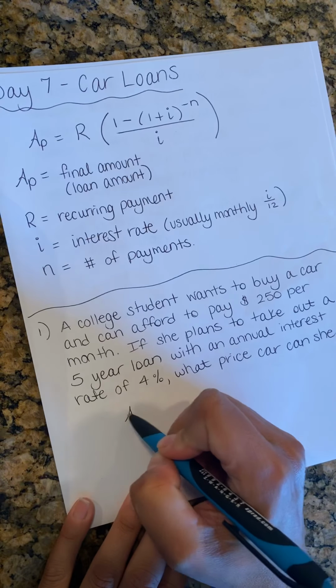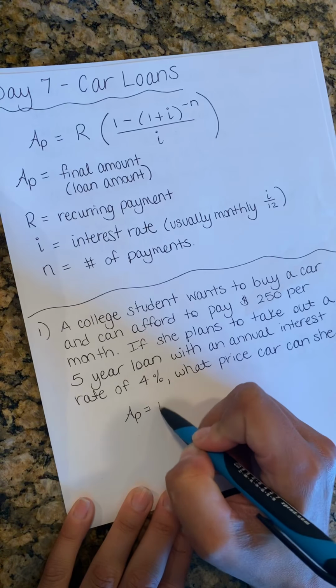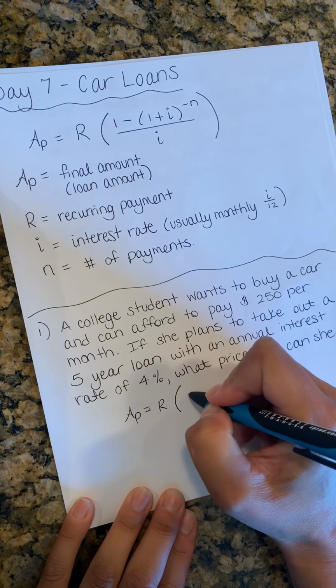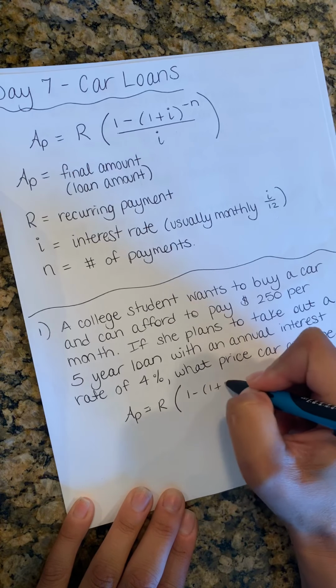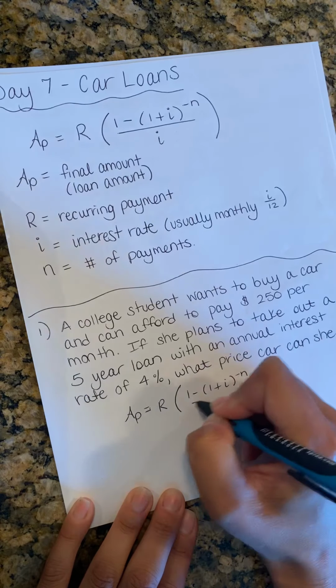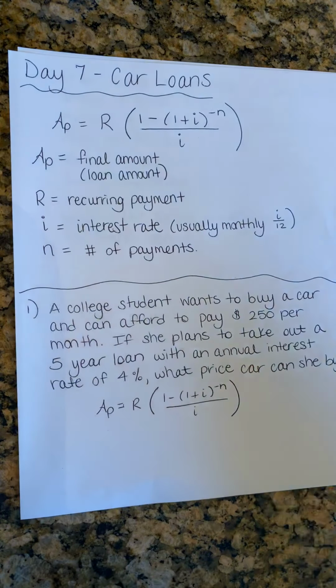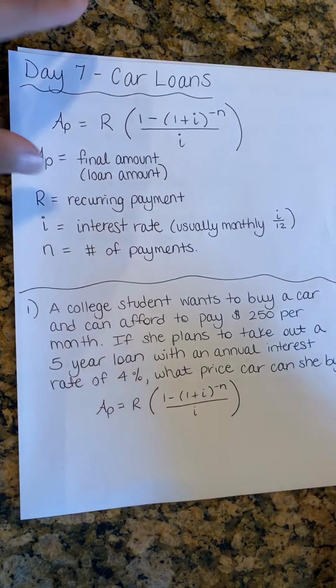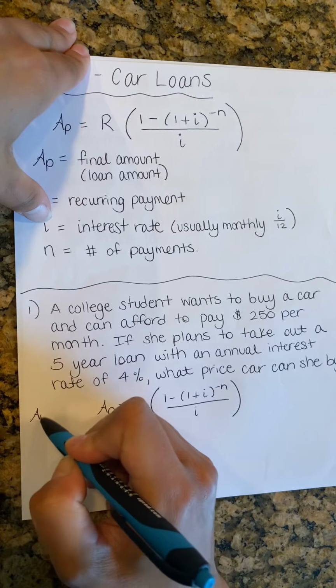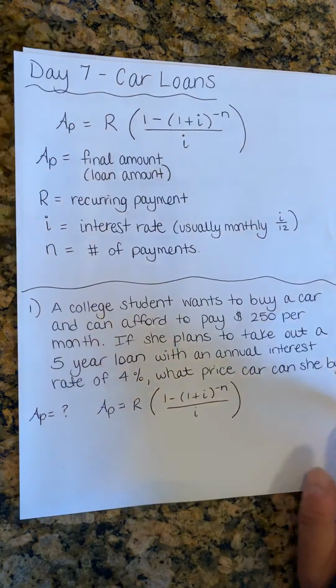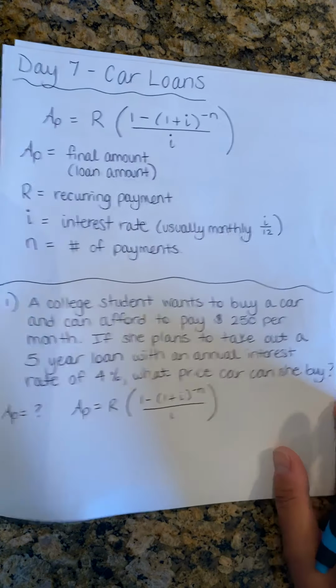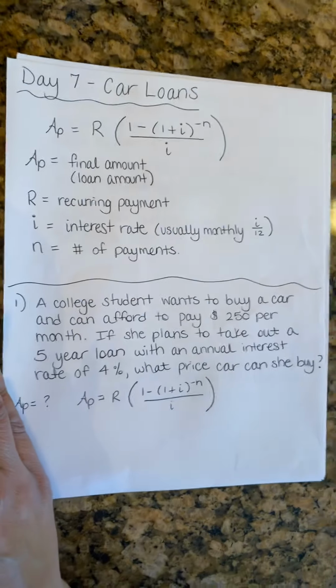Okay, so we're going to always write down your formula first with nothing in it. So we have 1 minus 1 plus I to the negative n over I. If you'd like to write down what all your variables are on the side, go right ahead. Okay, so AP is what we're looking for. That's the price of the car that she can buy. So that's how much we want to figure out.